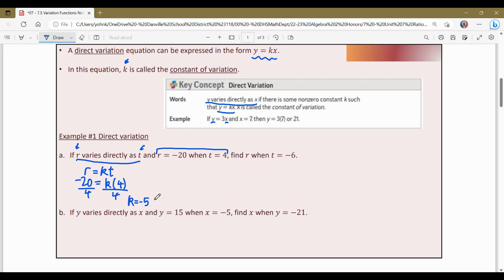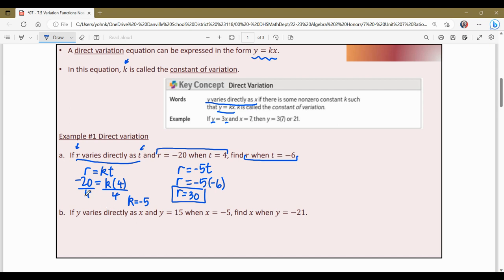Now we're going to take this constant of variation and write our equation. r equals negative 5t. So I just took the generic equation, I subbed in the constant of variation and got r equals negative 5t. Then we're going to figure out what r is when t equals negative 6, and we get r equals 30. 5 times negative 6.